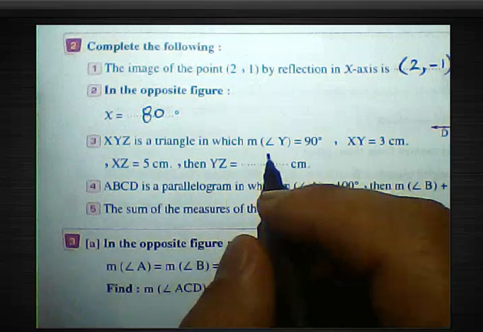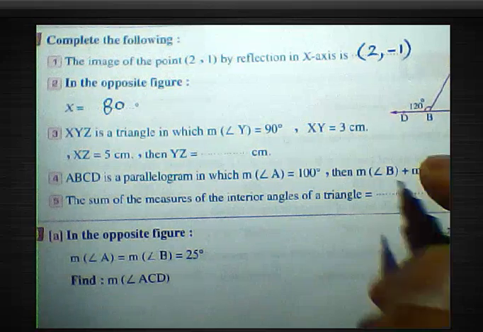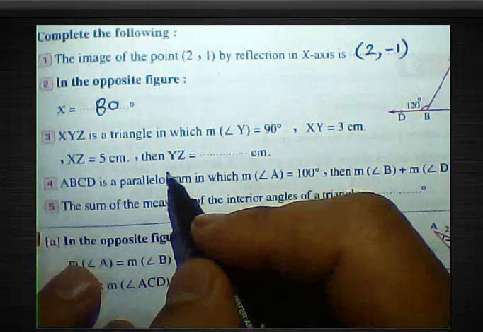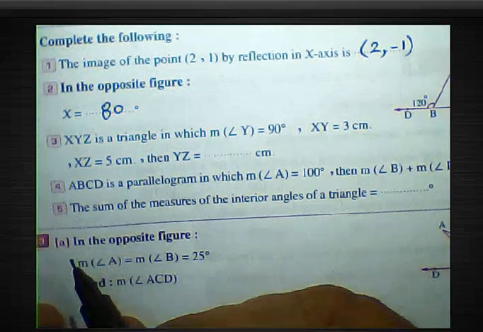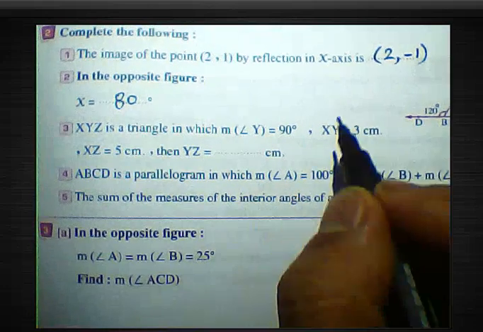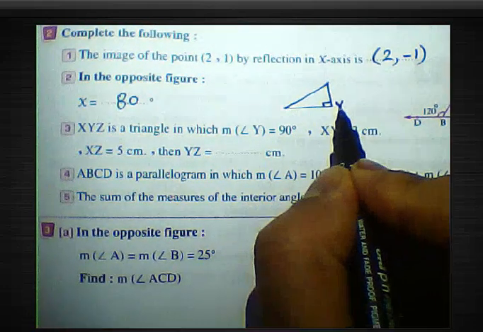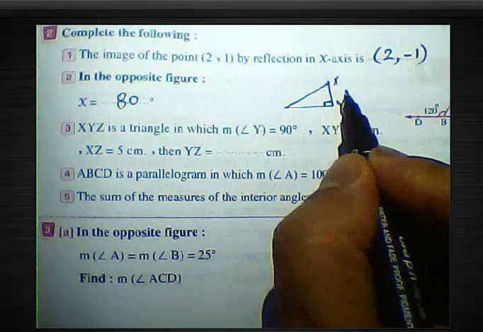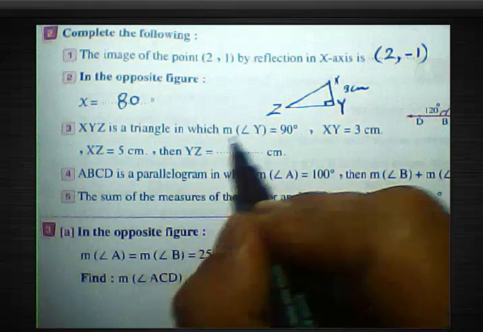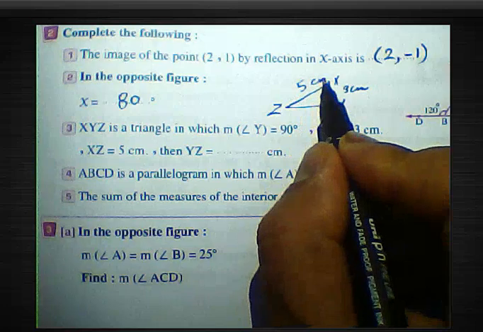XYZ is a triangle. Measure of angle Y equal 80 degrees and XY equal 3 centimeters, XZ equal 5 centimeters, then YZ equal space. We can use the Pythagorean theorem. Drawing a right angle triangle here at Y and XY 3 centimeters, and YZ, he asked about YZ, gives us XZ equal 5 centimeters.